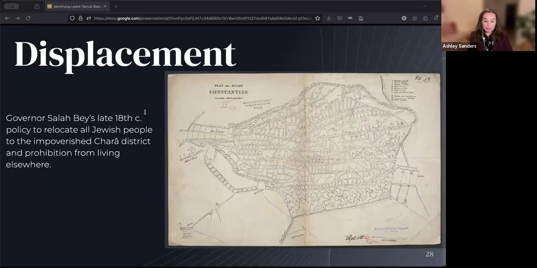So there was a neighborhood that was predominantly Jewish prior to this policy, and that just happened organically and naturally. But after this policy was instituted, all of the Jewish people, no matter where they were living in the city, were relocated and were forced to live in this specific quarter.